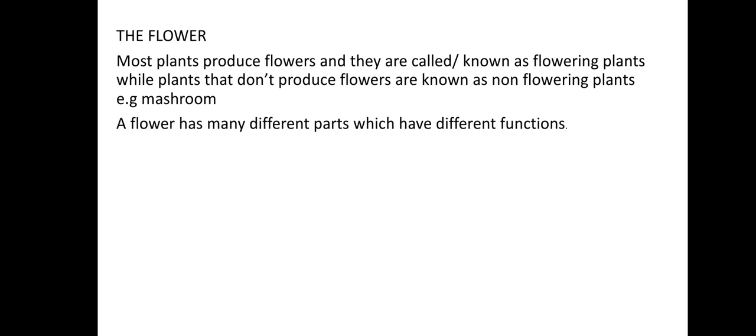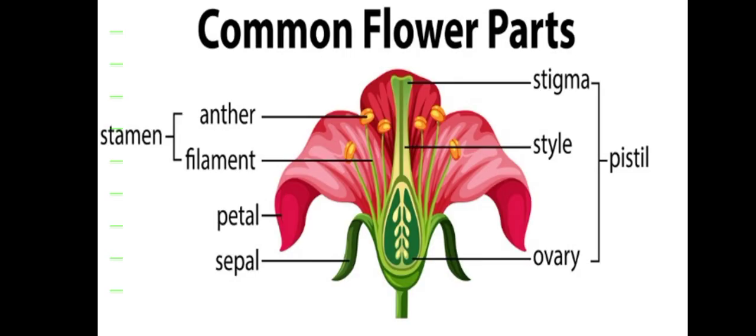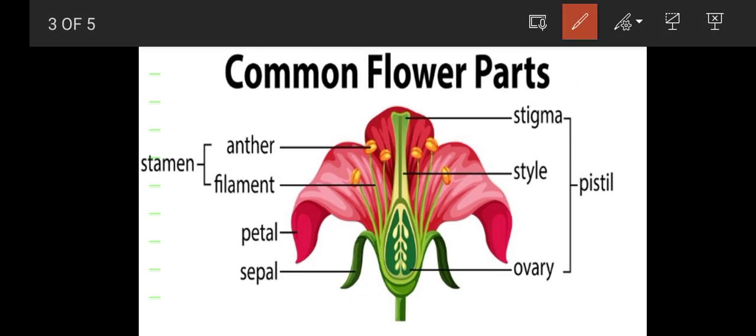A flower has many different parts which have different functions. When you look at a flower, it has different parts, and those different parts also have different functions. I'm sure we've all seen flowers, but we have diagrams, so don't worry. We proceed. This is a simple diagram showing the common flower parts. The flower has different parts, and the parts have been labeled.